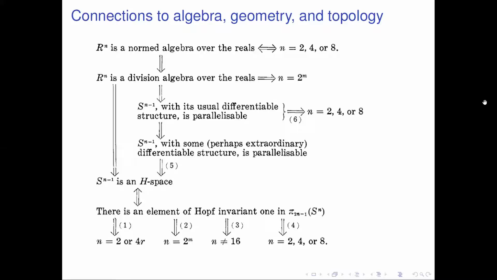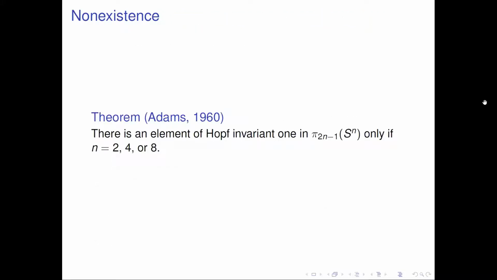So I really like this figure because it connects stable homotopy theory to somewhat more down-to-earth problems in topology, algebra, and geometry. In the paper that the previous diagram was taken from, Adams proves the following remarkable result. He shows, using stable homotopy theory, that there's an element of Hopf invariant 1 in the (2n-1)st homotopy group of the n-sphere only if n is equal to 2, 4, or 8. What this means is that H-space structures, parallelizable smooth structures, and division algebra structures are extremely rare.